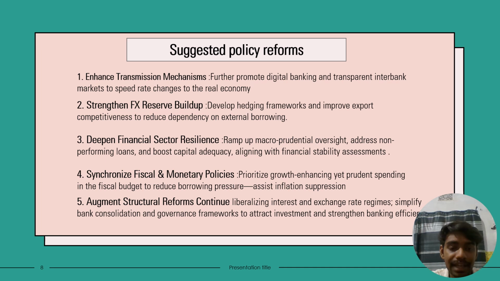Another one is to deepen financial sector resilience: ramp up macroprudential oversight, address non-performing loans and boost capital adequacy, aligning with financial stability assessments. And the last one is to continue structural reform: liberalizing interest and exchange rate regimes, simplifying bank consolidation and the governance framework to attract investment and strengthen banking efficiency. So that's all from my side.